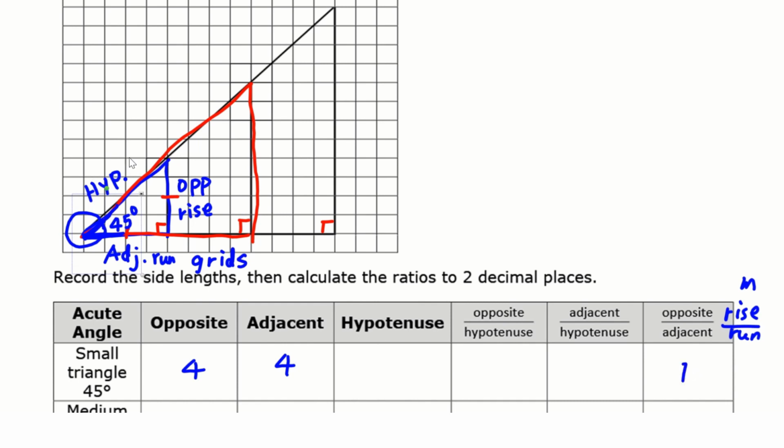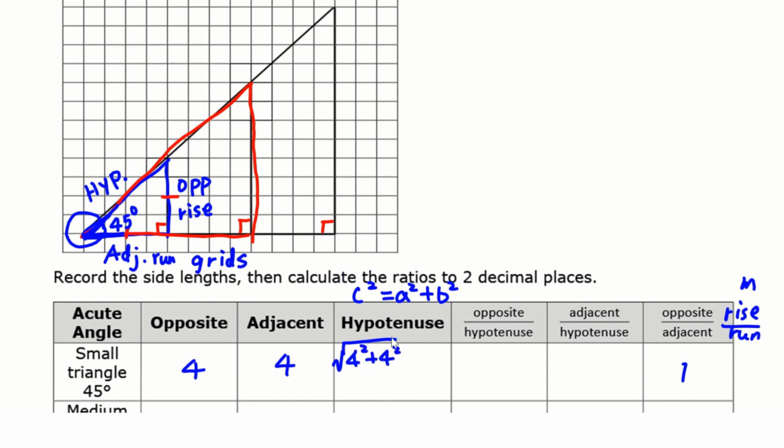The hypotenuse is hard for us to count, but we have the Pythagorean theorem. So c squared equals a squared plus b squared. We sub in these two sides, then square root it. We have run squared plus run squared.